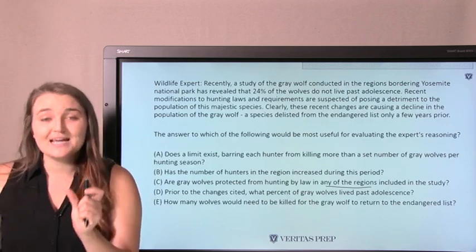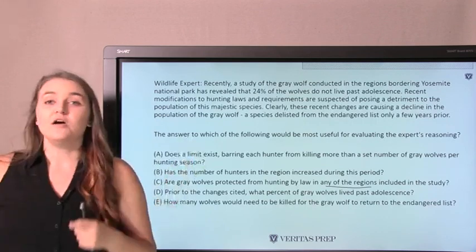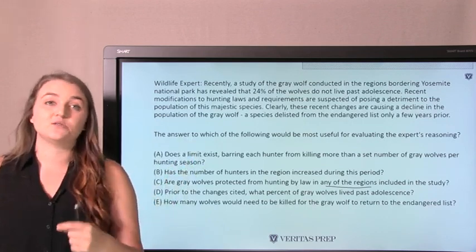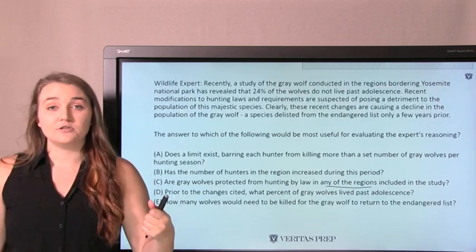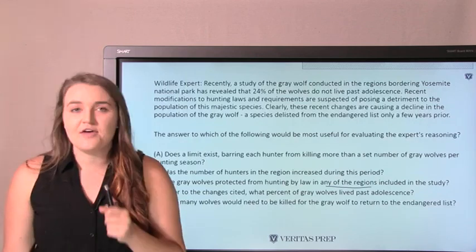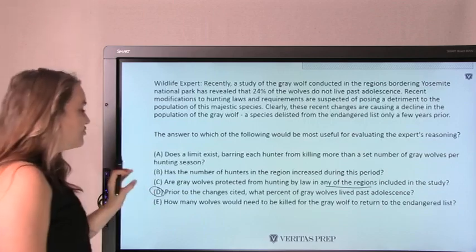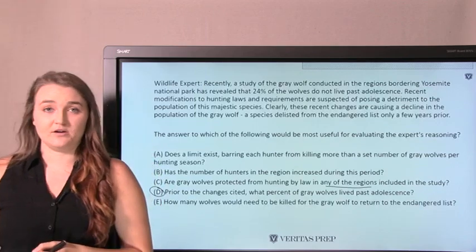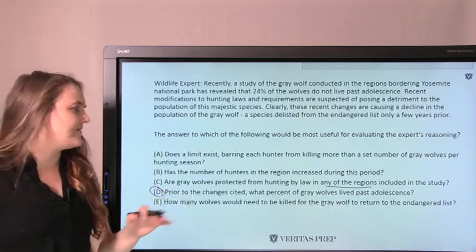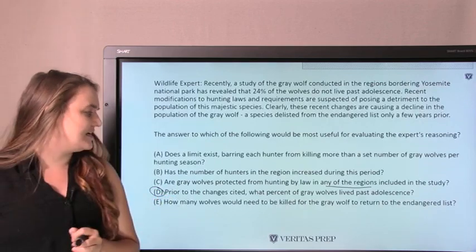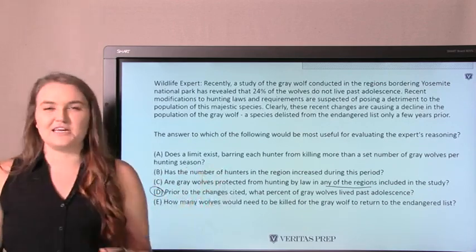And so the percent itself that we compare back to very directly influences whether or not we have a flawed or a likely valid argument, and thus D is the only one that addresses the question we've been asked for here. And once again, I don't believe anyone chose E, but how many wolves would need to be killed for the gray wolf to return to the endangered list?